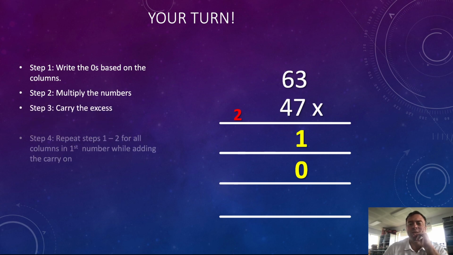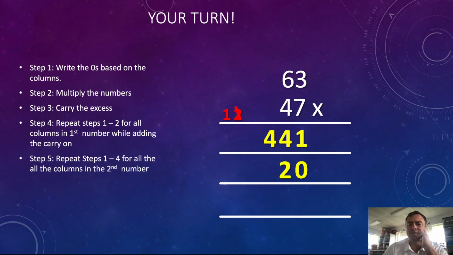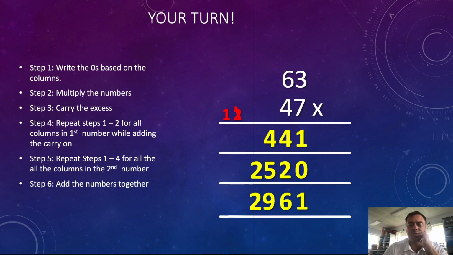Then we repeat the steps again, so we do 6 times 7, which gives us 42, plus the 2, which gives us 44. Then we go 4 times 3, which is 12, so we put a 2, carry the 1. 4 times 6 is 24, plus the 1 gives us 25. Once we've exhausted all that, we then add the columns together, and we get 2961.